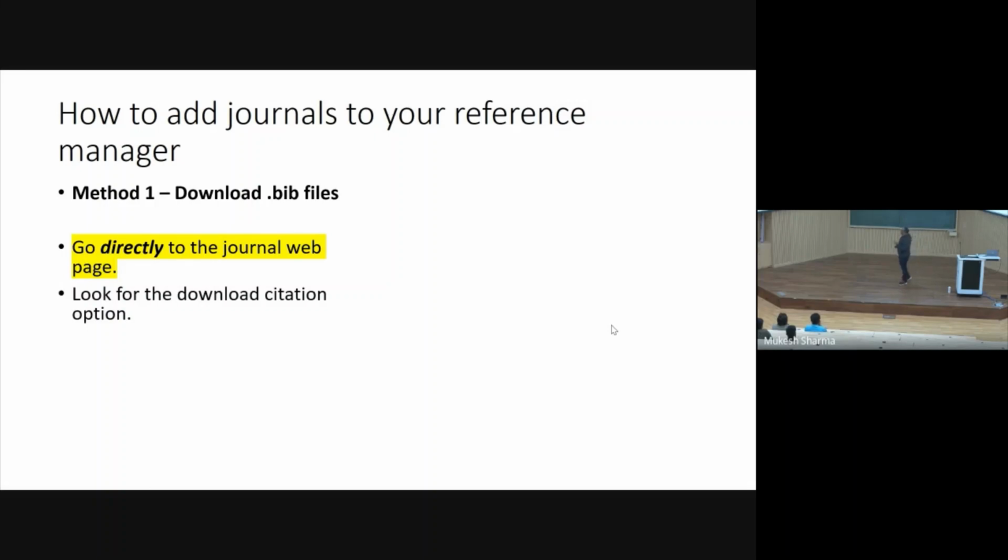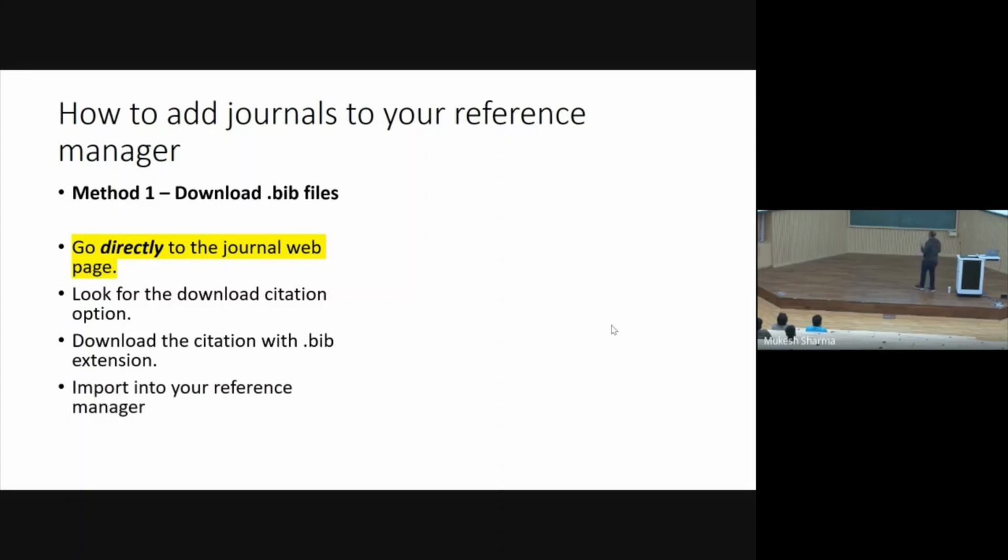You look for the download citation option and download the citation with the .bib extension. You'll have different kinds of extensions. .bib, go for it. There are .ris, and you've got text, plain text that you can just copy and paste. Download .bib, and import it into your reference manager. If you play with Zotero, you'll know how to do this.